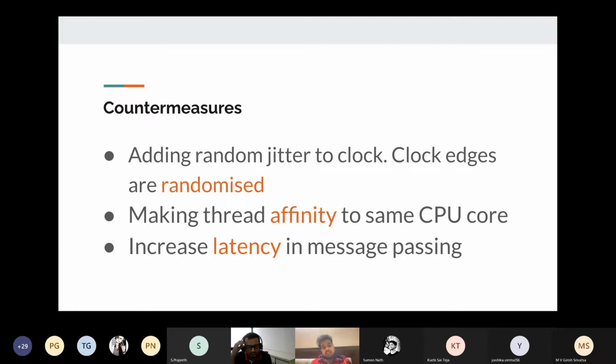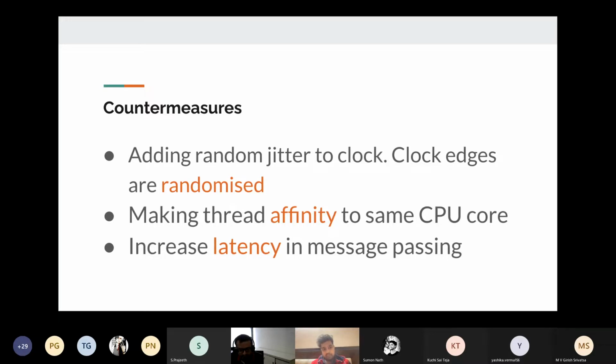The second one is for the shared array buffer, in which you are parallelizing and running a different thread which acts as a counter. If you set thread affinity to the same CPU core, then that parallelism is not possible. There is a context switch, so sometimes the counter runs, sometimes the main thread runs, and the resolution will not be as high as when there is parallelism. Third is increasing the latency in message passing. For the message passing method, we discussed sub worker and sub worker 2. If you increase the latency, again the resolution will be lowered, because if you increase the timing of the message passing, the resolution of the timer will decrease.